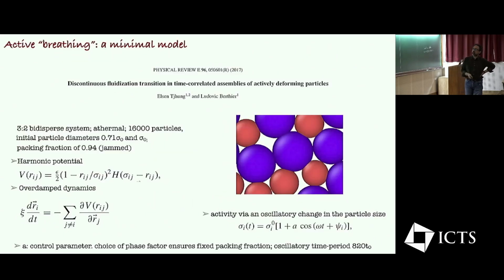So Elsen-Thiang and Ludovic Berthier proposed a simple model by which they tried to incorporate this kind of size fluctuations, by saying that the size of these particles has some oscillatory function, and this goes into this harmonic potential, which essentially tells you that the interactions are also a function of time and so on. The control parameter is the magnitude of this oscillation, and you need to add some phase factors so that systems are not undergoing oscillation at the same time in the same phase. Otherwise, it will be a pure expansion and contraction.